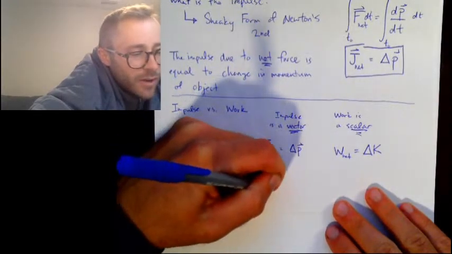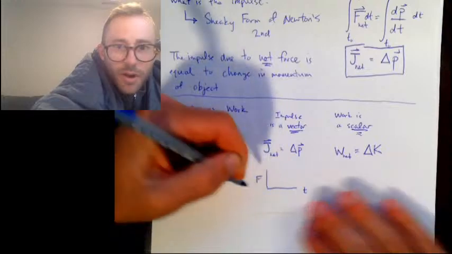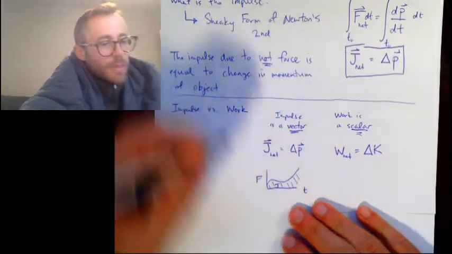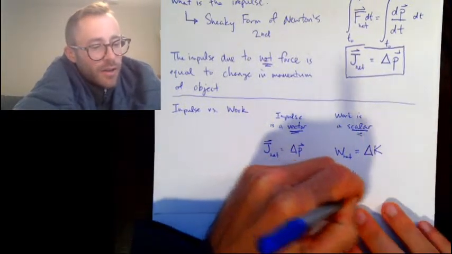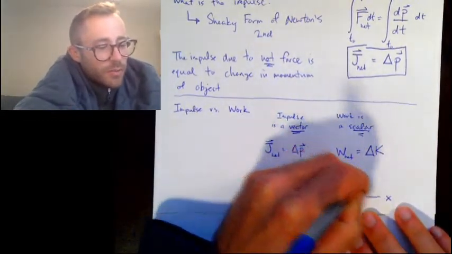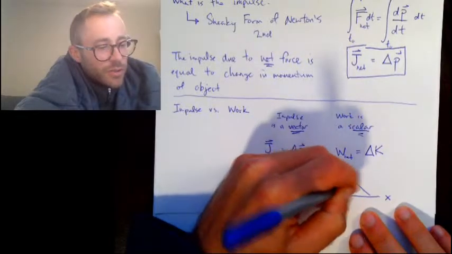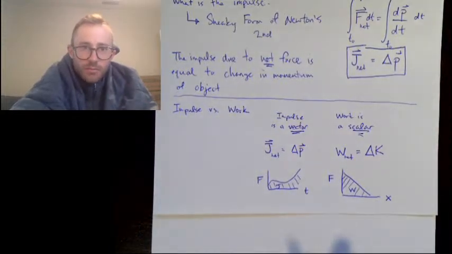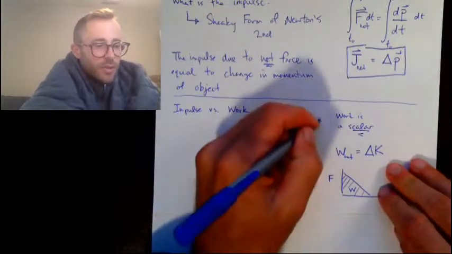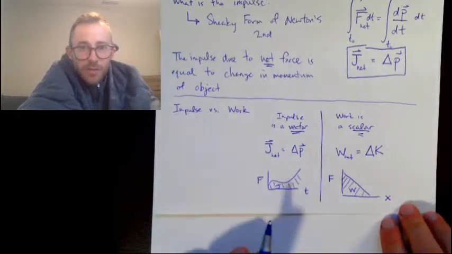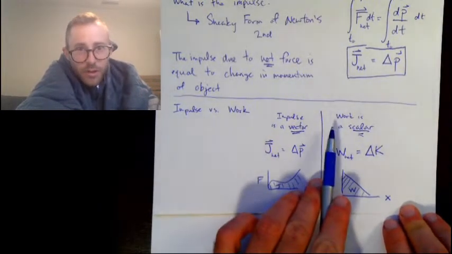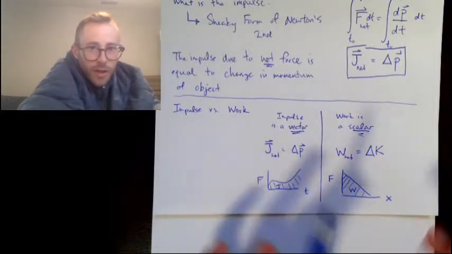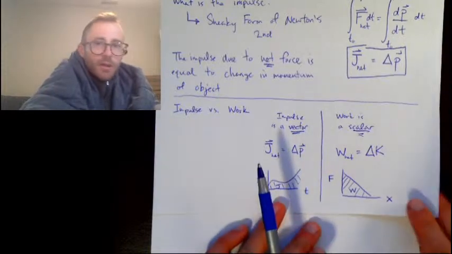Impulse is the area under a force time graph. Work is the area under a force displacement graph, a force position graph. So they're very similar. They have a lot of similar things, but there are some differences. Basically, impulse is to momentum what work is to energy. So you got to be careful not to mix these two things up. So let's do some examples.